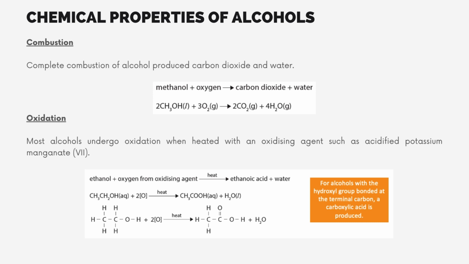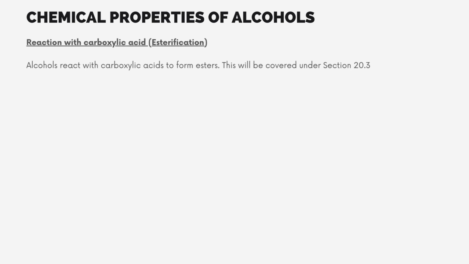Next, most alcohols undergo oxidation when heated with acidified potassium manganate. Alcohols with the hydroxyl group bonded to the terminal carbon are oxidized to form carboxylic acids. All these are shown in the equations listed below. Lastly, alcohols react with carboxylic acids to form esters. This is known as esterification, which you will learn in the later chapter.